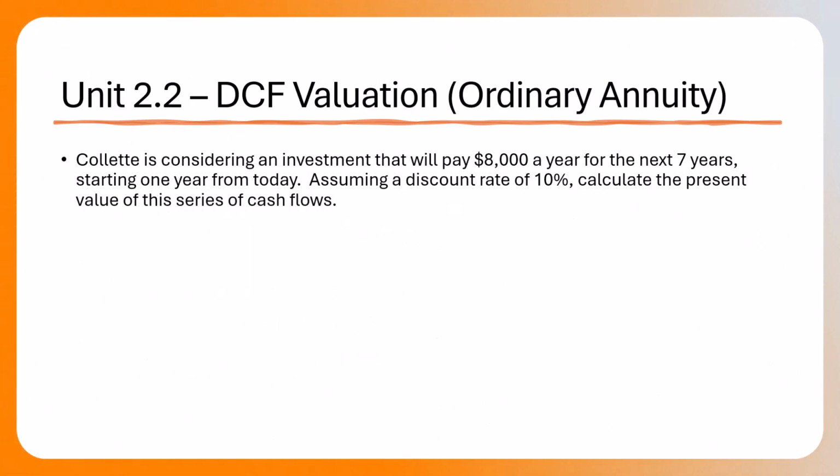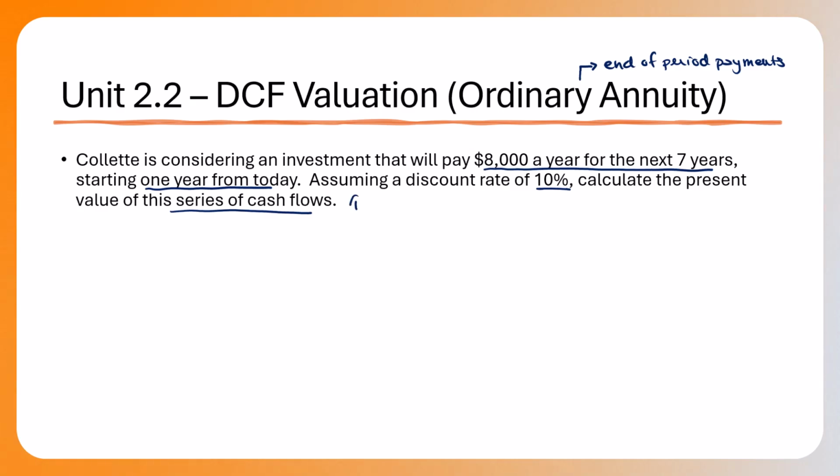All right, we're moving on to ordinary annuities. Recall that an ordinary annuity means end of period payments. Says Colette is considering an investment that will pay $8,000 a year for the next 7 years, starting 1 year from today. Assuming a discount rate of 10%, calculate the present value of this series of cash flows.